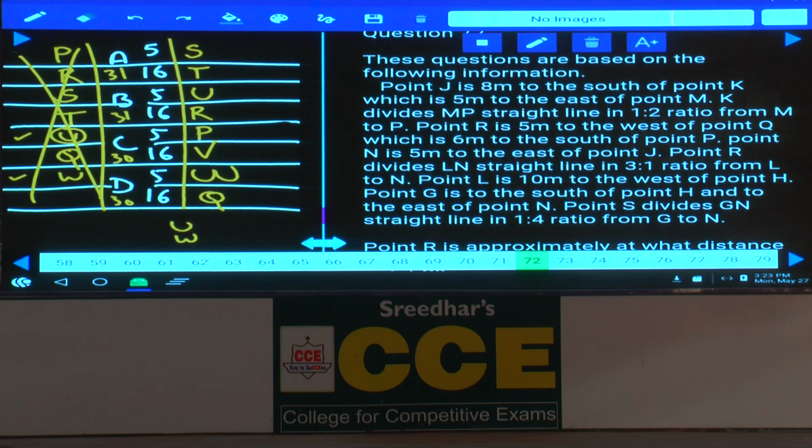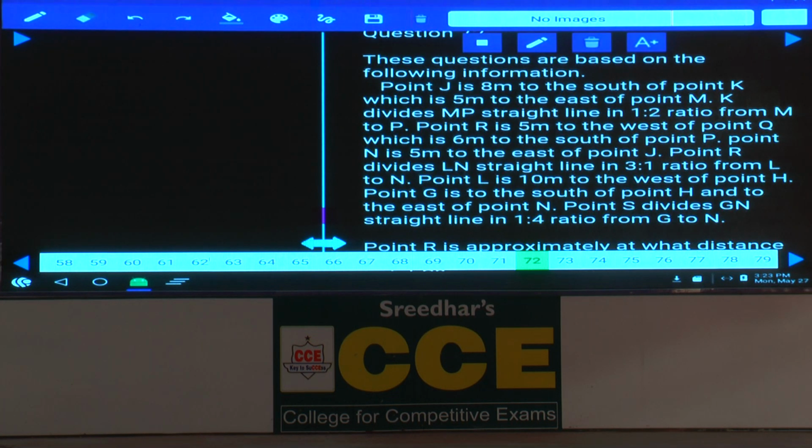Now J is 8 meters to the south of point K. Now these type of questions will definitely, there is every chance of getting these type of questions in your PO Type 2 examination. A small set for either 2 marks or 3 marks will be given on directions for 3 marks. Now this is what the difficulty level is in this one.